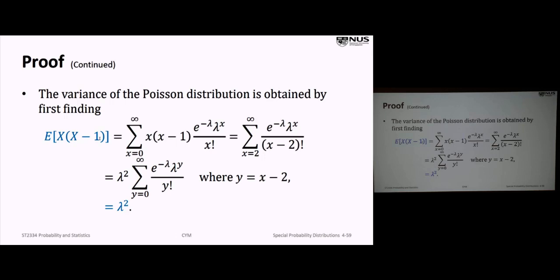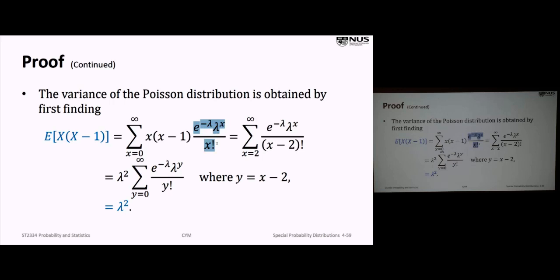So let's think about computing the expected value of x times x minus 1, and then we'll try and understand why that's useful. Okay, so the expected value of x times x minus 1 is the sum over all x's, x goes from 0 to infinity, of x times x minus 1, that's my function, multiplied by my probability mass function. So that's by definition. We're not doing anything too clever there.